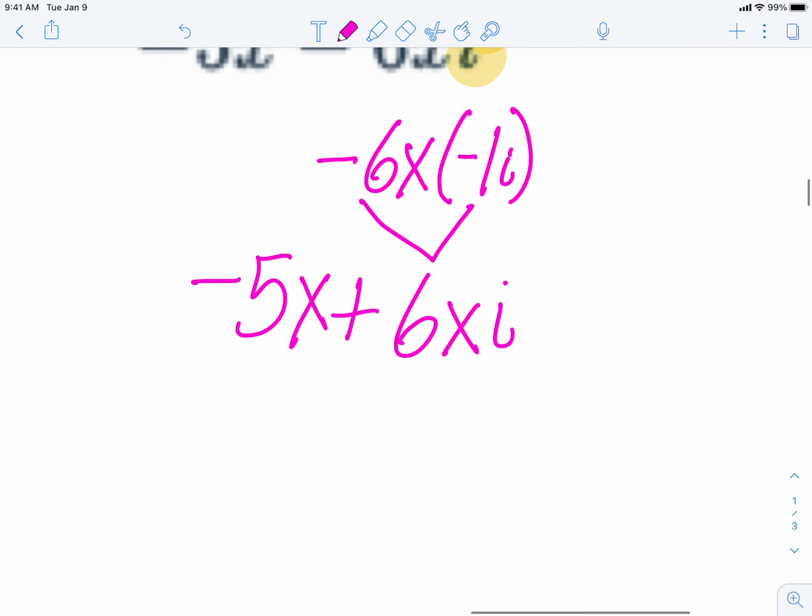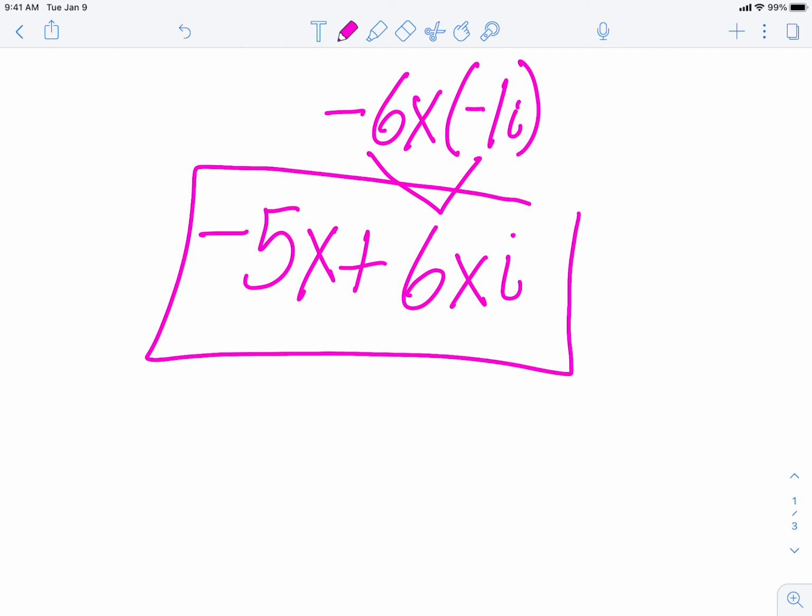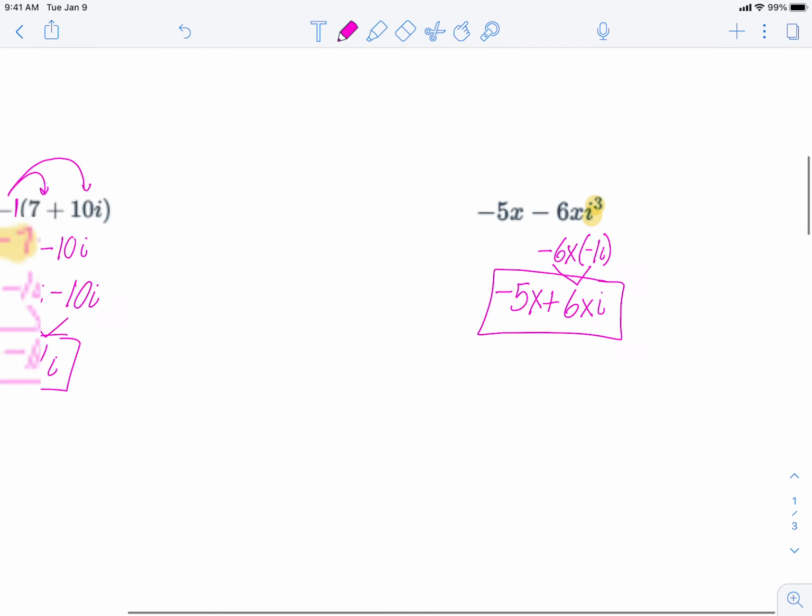And these two cannot be combined because they are not like terms. You guys want to know why they're not like terms? Because this has an x and this has an x. Wait a minute, mister. They are like terms. But this one has an i and this one does not have an i. In order for them to be like terms, they have to be exactly the same. So here, kiddos, is the final answer right there.